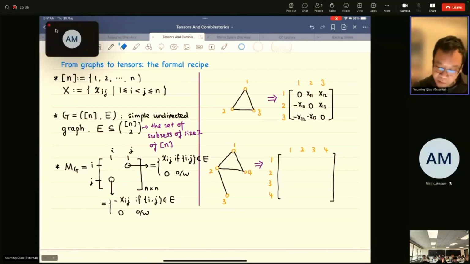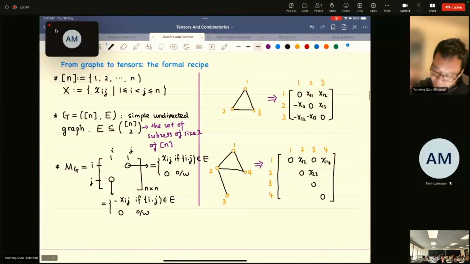So first, you see that because it's skew symmetric, the diagonal will be all 0. And then we just need to do the upper triangular part. For 1, 2, there is an edge, so it's x12. For 1, 3, there is no edge. Then for 1, 4, there is an edge, x14. And for 2, 3, there exists an edge. For 2, 4, there exists an edge. For 3, 4, no edge, so 0. Then by skew symmetry, you know what the lower triangle will look like, right?